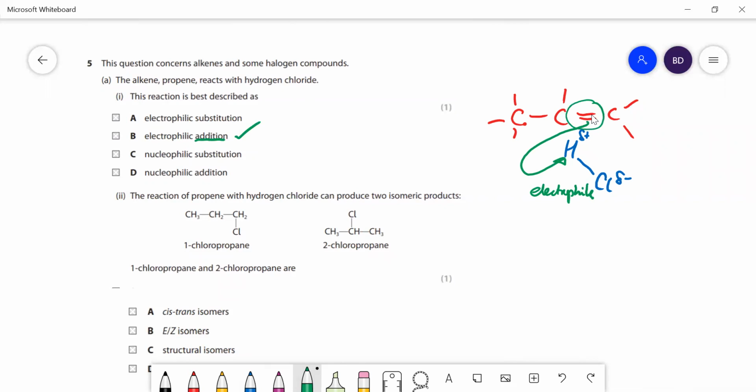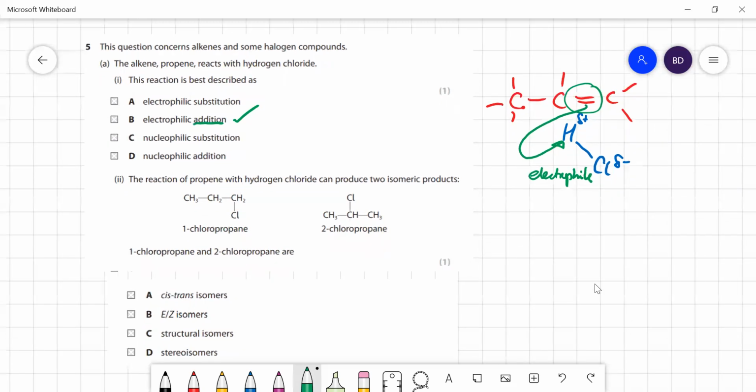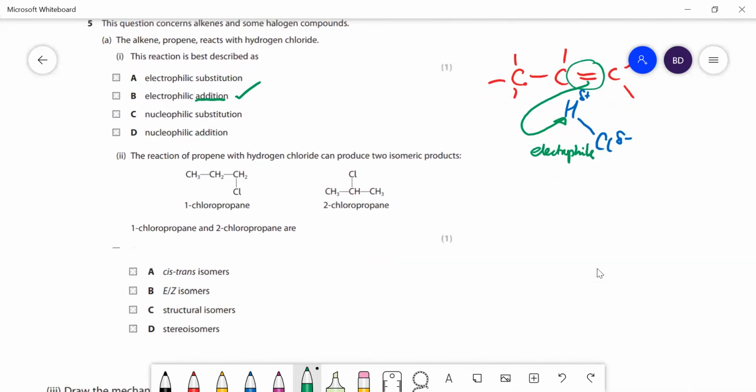The reaction of propene with hydrogen chloride can produce two isomeric products. One chloropropane and two chloropropane. What are they? Are they E/Z isomers or stereoisomers? No, they're not. They are just straightforward structural isomers. They have a different structural formula.